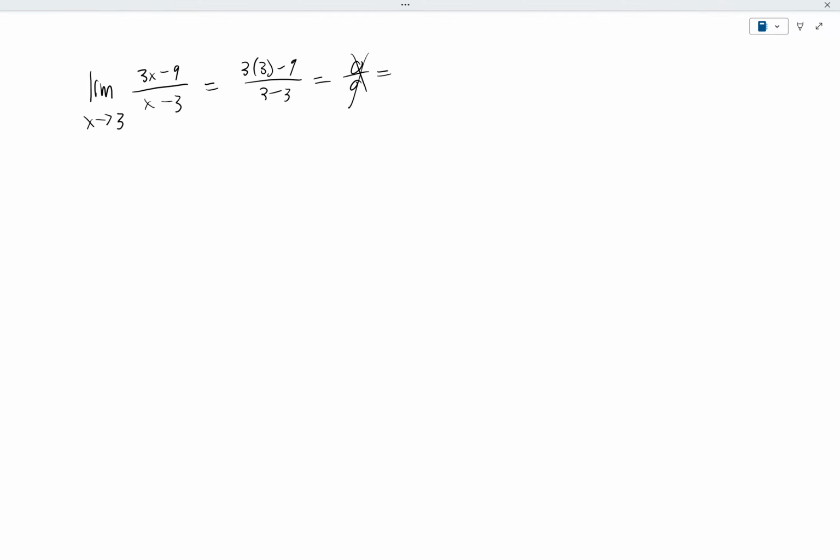So here's the factor that you can cancel. First we're going to factor 3 out of the numerator: 3 times the quantity x minus 3 all over x minus 3. And you can see the two factors here that cancel in the numerator and denominator. So you're just left with the limit as x goes to 3 of 3.